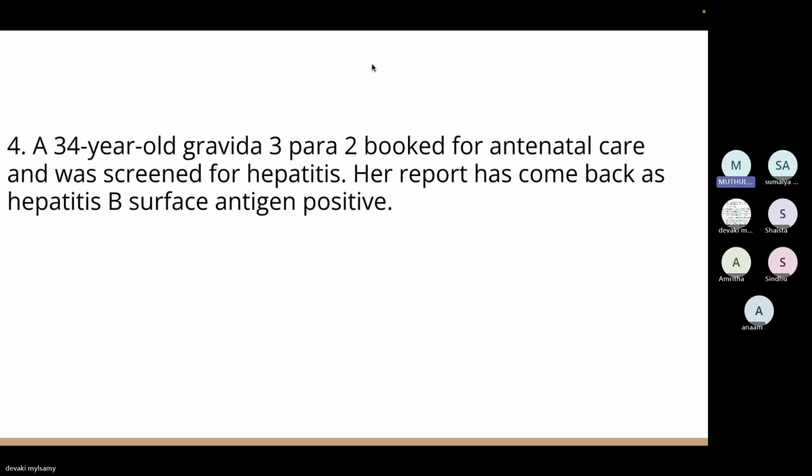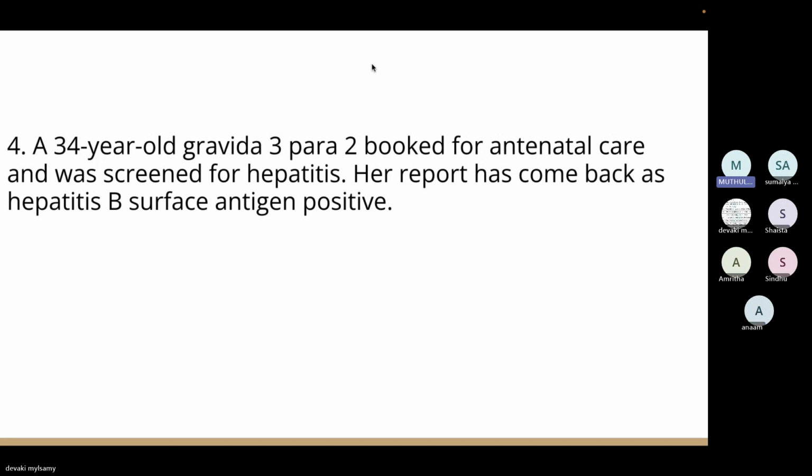So the patient is hepatitis B surface antigen positive. She's 34 years old, gravida 3, para 2, and on routine screening she was found to have this. Here we need to know the gestational age of the patient, and the anticipated risk will be mother-to-child transmission during delivery. The patient will be referred to a gastroenterologist for further screening of hepatitis E antigen, viral load, and the surface antibodies.